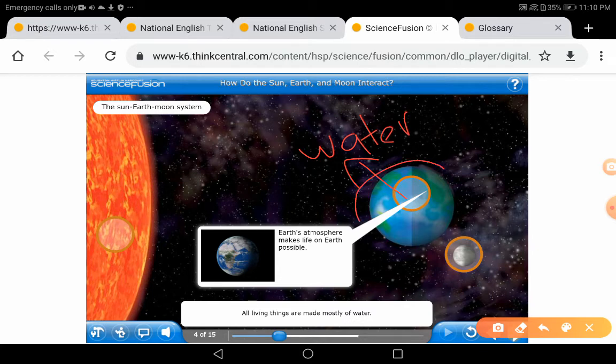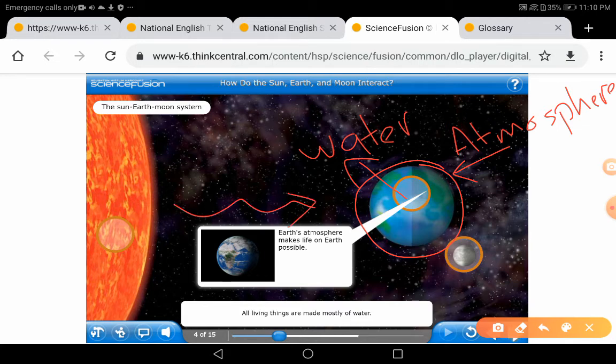In addition to this, the layer of gases is called the atmosphere. Okay, and the atmosphere protects living things from ultraviolet, from X-rays that come from the sun.